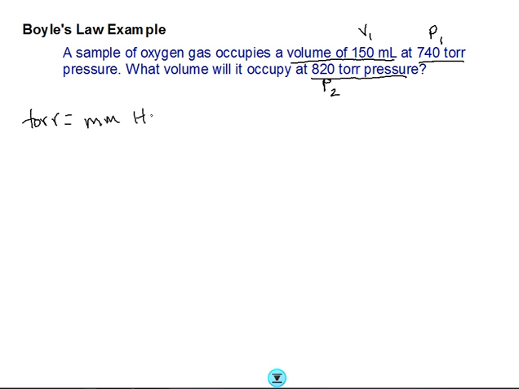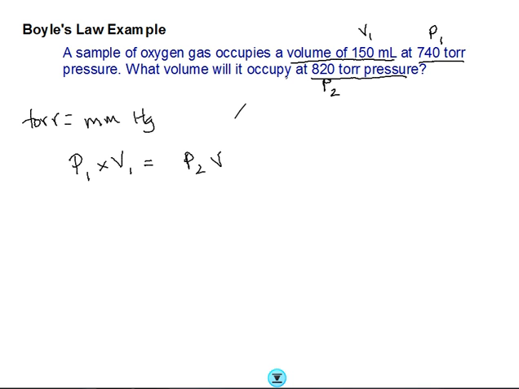And just as a reminder, a torr equals a millimeter of mercury. So the thing here is it doesn't really matter what unit your pressure and volume are, as long as you're consistent with what it is on the other side of the equation.